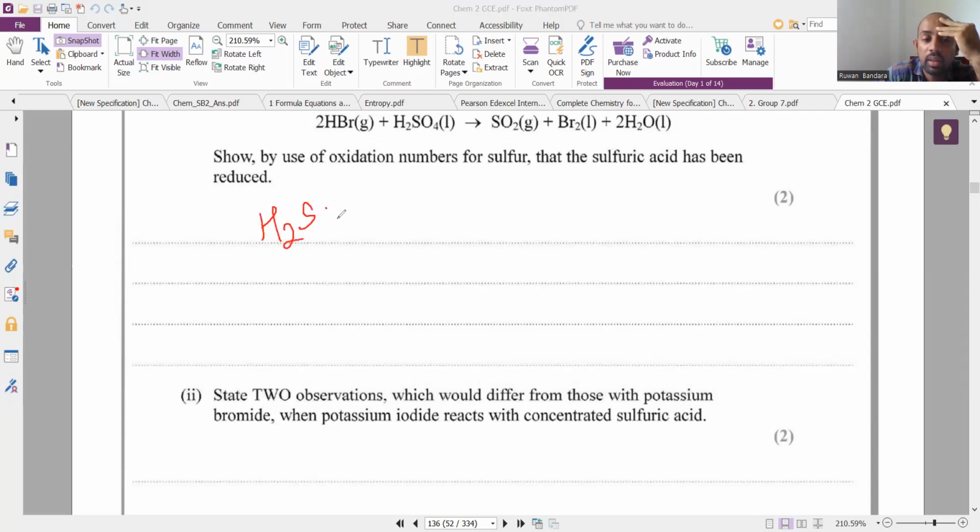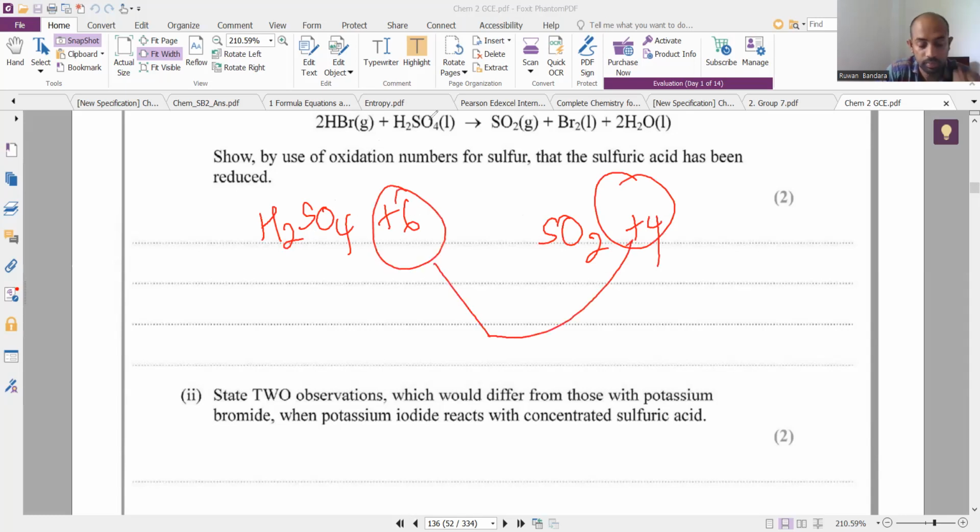Sulfur in sulfuric acid is +6 and it is reduced to sulfur dioxide, which has an oxidation number of +4. Then you have to mention these two together.